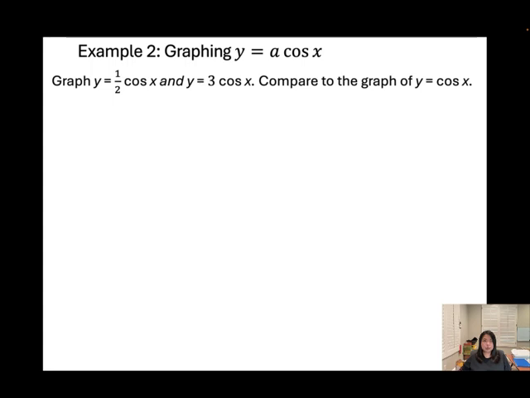Example 2, graph y equal to 1/2 cosine x and y equal to 3 cosine x compared to the graph of y equal to cosine x. Okay, I want you guys to try to do it by yourself.